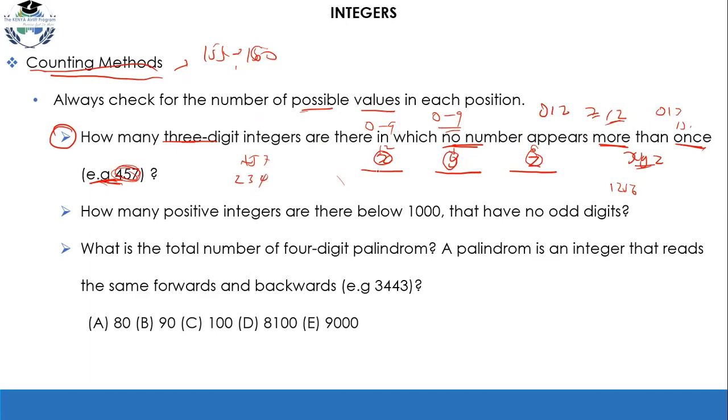So meaning X here can't be 0. So it can't be 0 here, meaning it could be between 1 and 9, right? So you have between 1 and 9. X could be anything between 1 and 9.